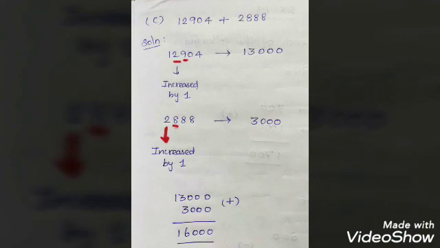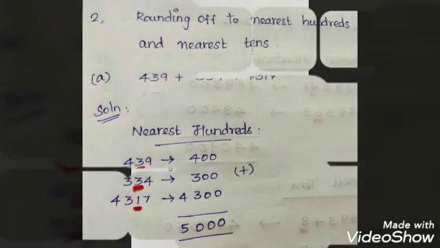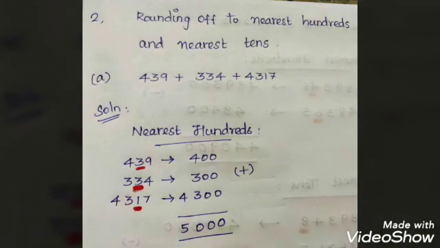Now we are going to round off the thousands. That's why we are seeing the hundreds place. If you are rounding off hundreds, now we should see the tens place. Next, rounding off to the nearest hundreds and nearest tens, right? We should round off to both the nearest hundreds and nearest tens.